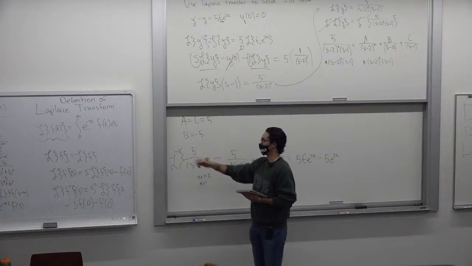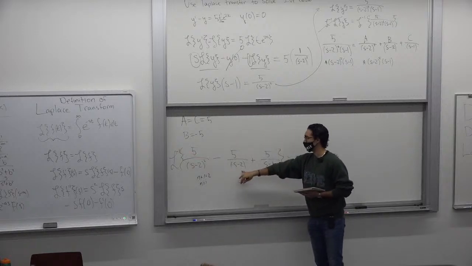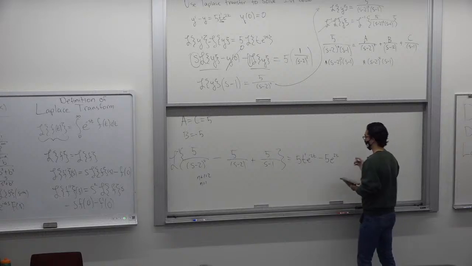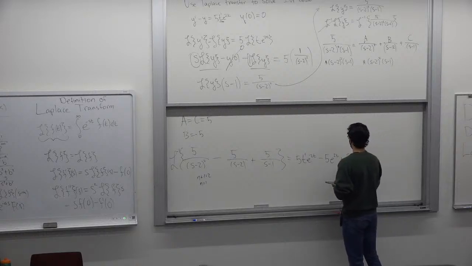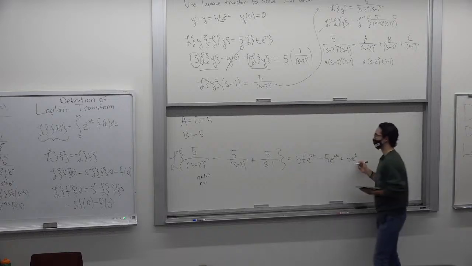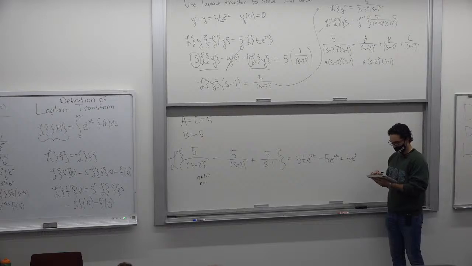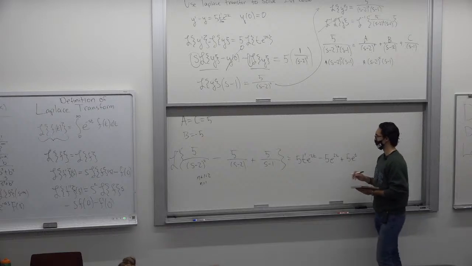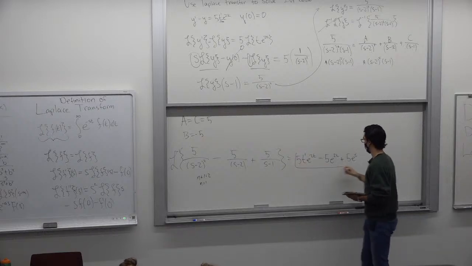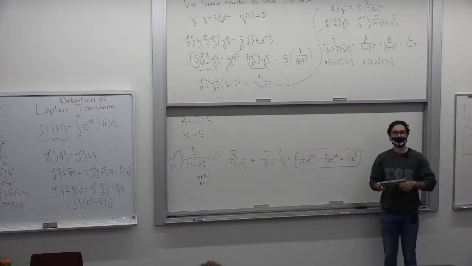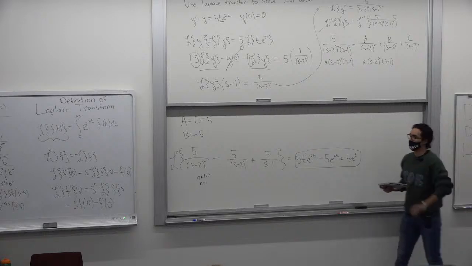That's simple, s minus a. 1 over s minus a. A is 2. Form, right? Plus 5 e to the t, and a is just 1 there. So yeah, this is our final solution. So that's how you solve this using Laplace.